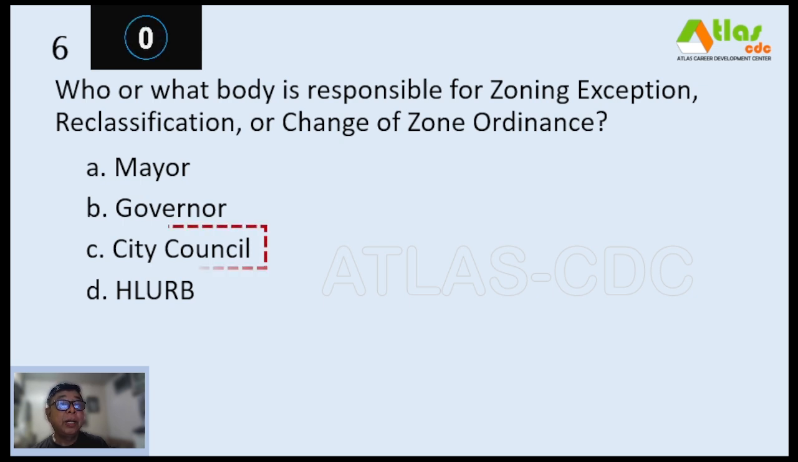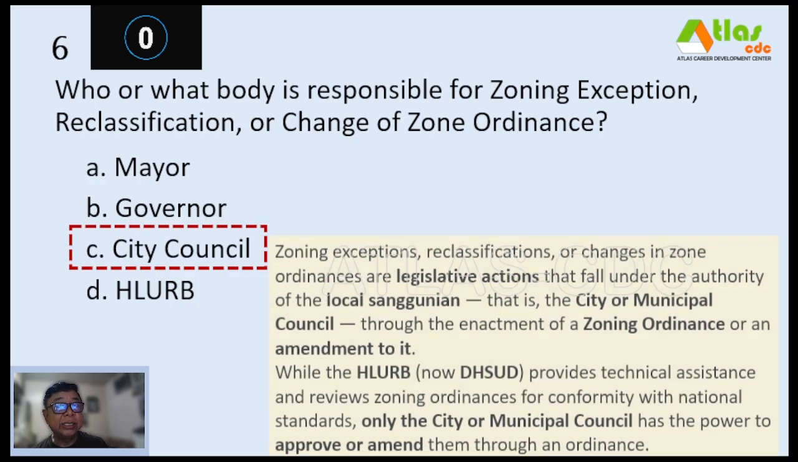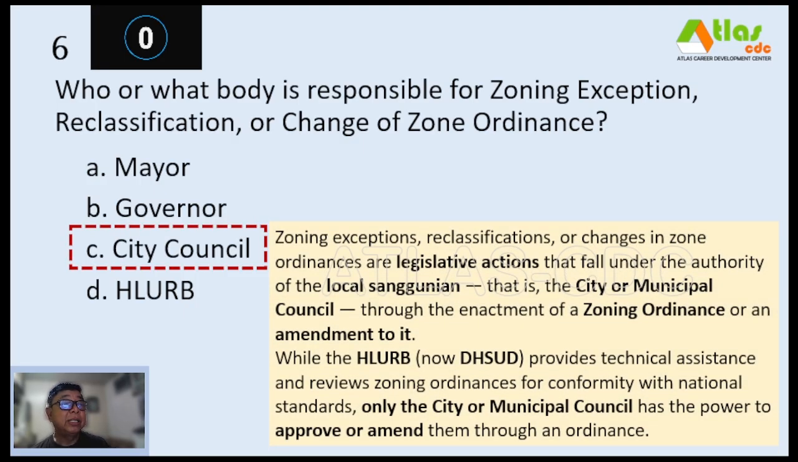And our correct answer is letter C, City Council. Zoning exceptions, reclassifications, or changes in zone ordinances are legislative actions that fall under the authority of the local sanggunian, that is the city or municipal council, through the enactment of a zoning ordinance or an amendment to it. While the HLURB, now DSUD, provides technical assistance and reviews zoning ordinances for conformity with national standards, only the city or municipal council has the power to approve or amend them through an ordinance.